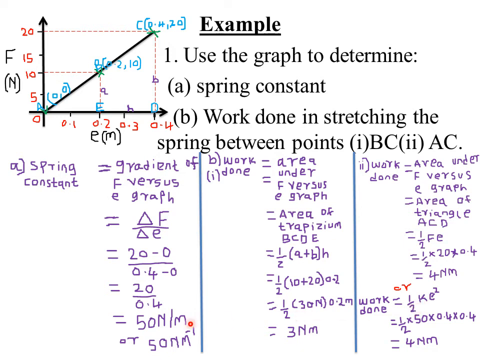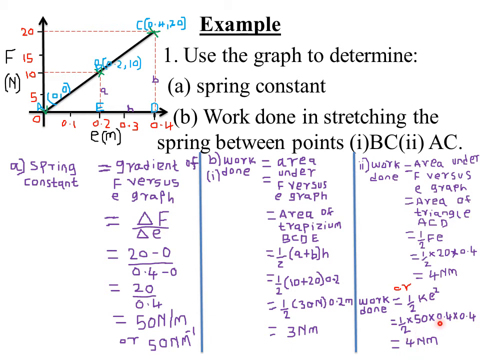Remember, we have already calculated the spring constant. We found it as 40 Newton per meter. So the work done will be a half times K, which is 50, then times the extension. Extension for the old graph is actually 0.4 minus 0, which is actually 0.4. But because it is a square, it will be 0.4 times 0.4.